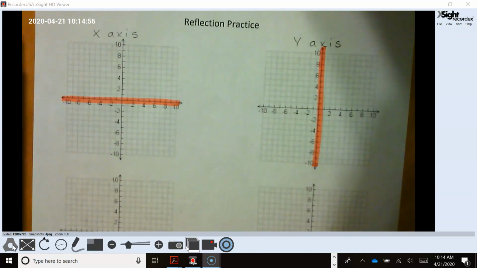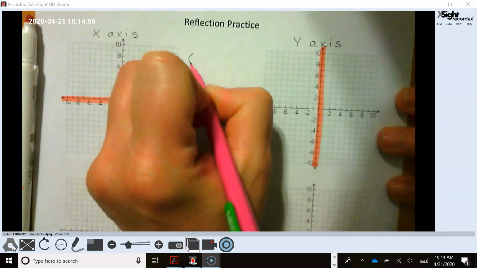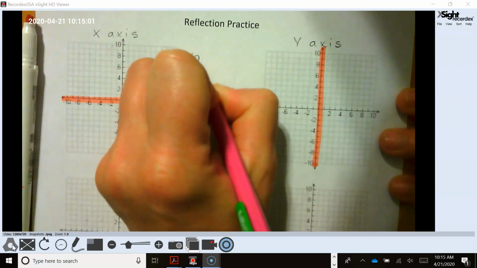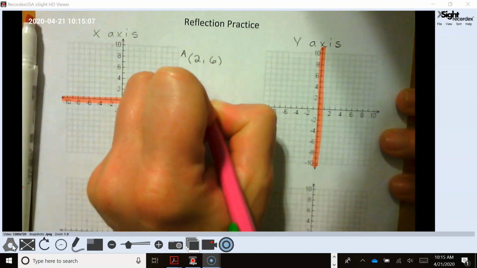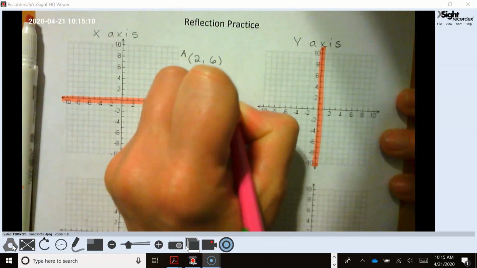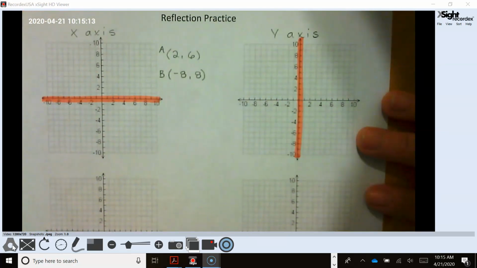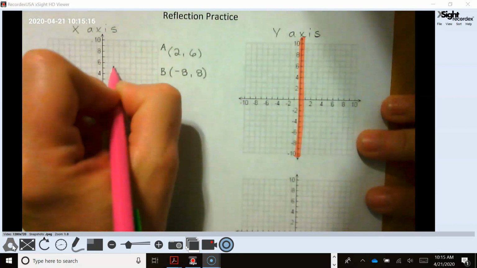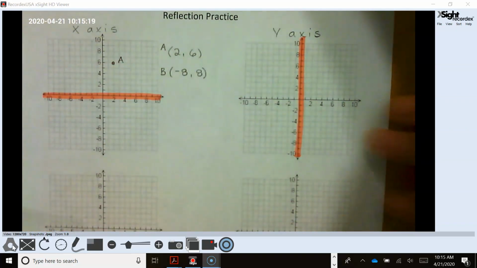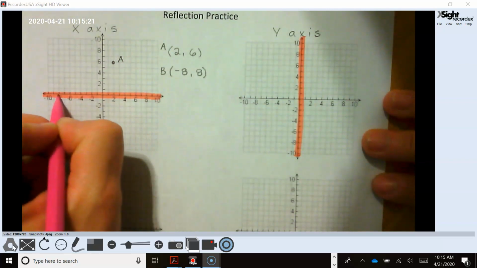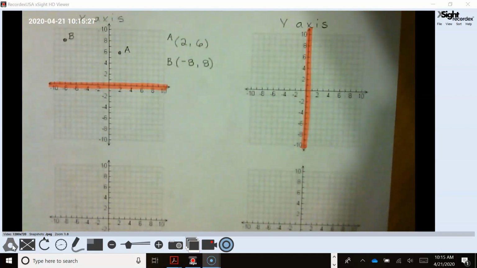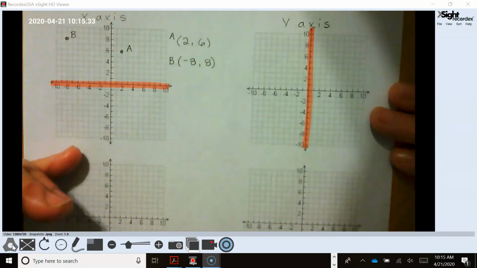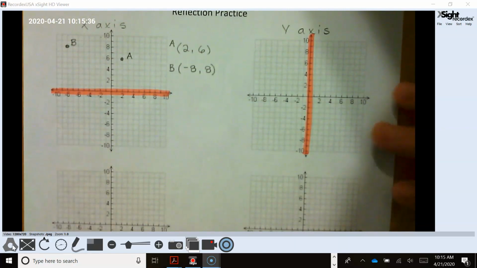So let's start with just a couple of points. Let's take a point, and we'll call him point A, and place point A at 2, 6. And let's place a point B at -8, +8. We're not going to connect those dots or anything. We're just going to place a couple of points. So there's our point A at 2, 6. Here's our point B at -8, +8. You can see we have 2 points that are above the x-axis, and we're going to reflect them by moving them below the x-axis.